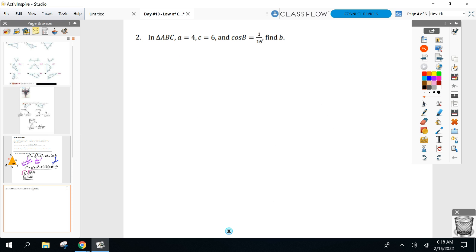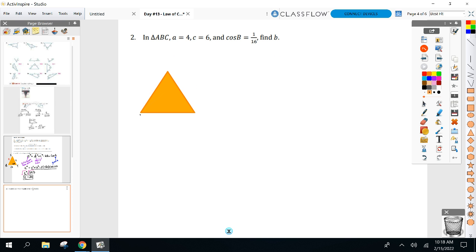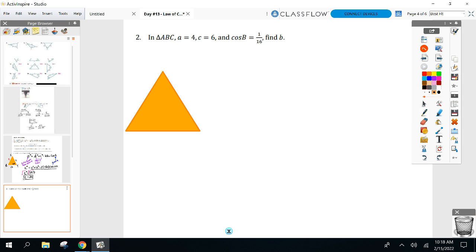More uses of law of cosines. You got a little something different than the first problem, right? A little different than the first problem. They don't give me the degree measure of B, but they give me cosine B. So we'll have to talk about how that gets involved in the formula here.